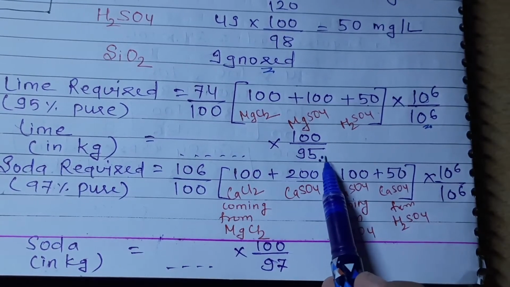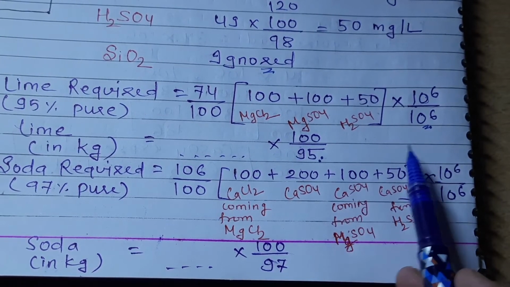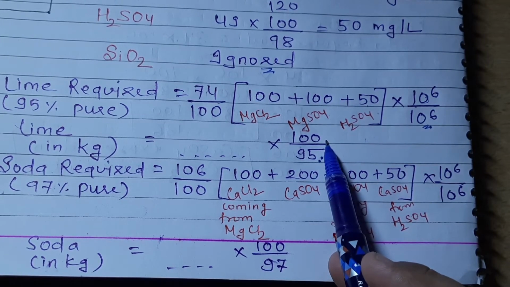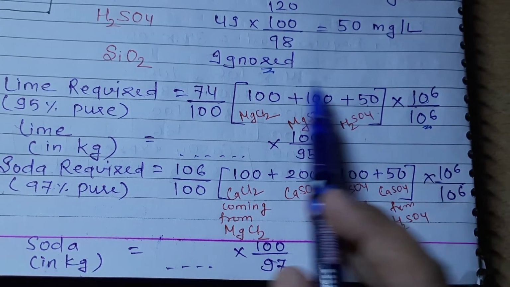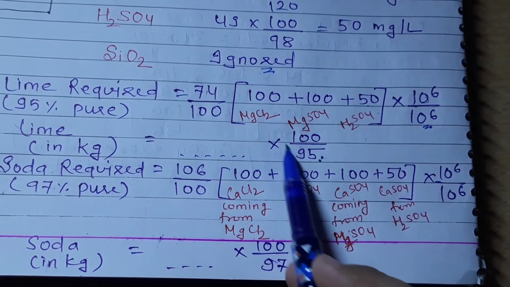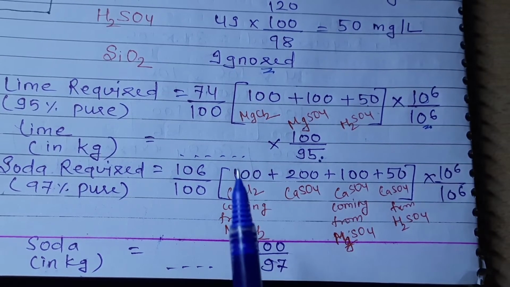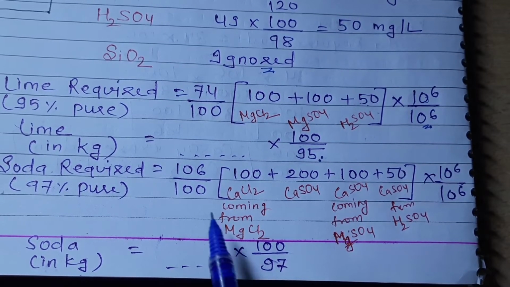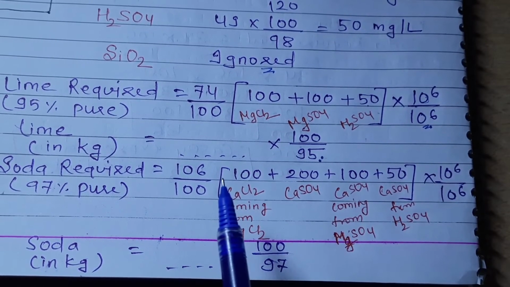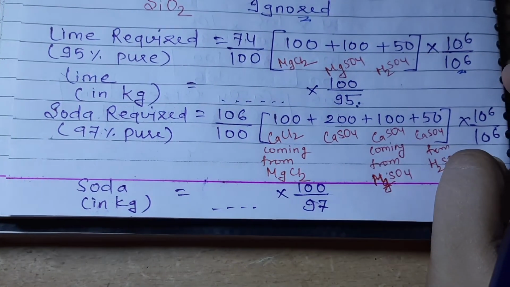Why is it solved so? Because if you require 95 gram of lime, you have to take 100 gram. So if you require this much quantity of lime, you need to take this much quantity multiplied by 100 upon 95. So you will get here the actual quantity of lime required for the completion of reaction, for the complete removal of hardness.